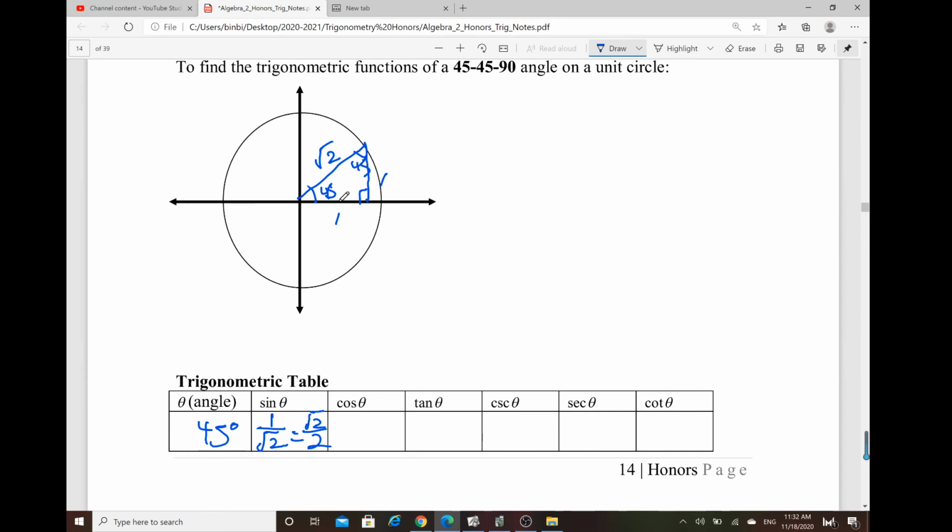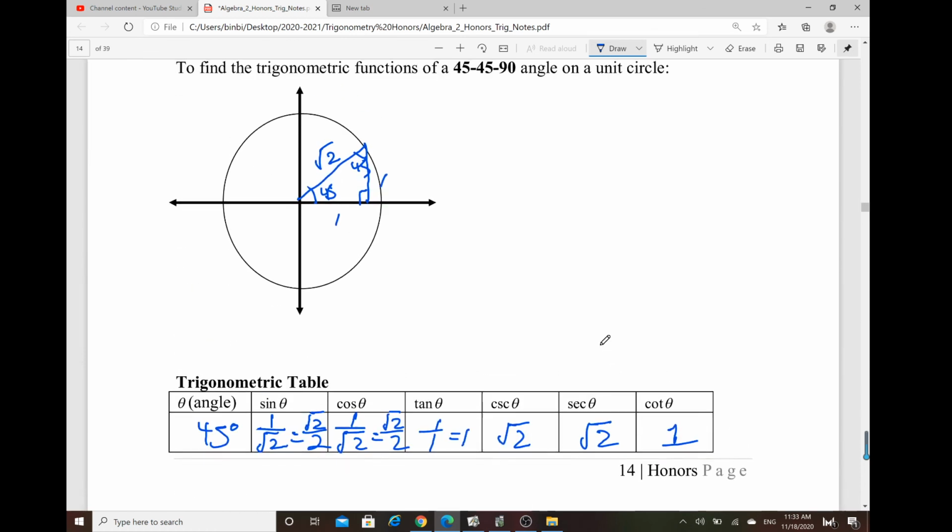What about cosine of 45? Adjacent over hypotenuse, x over r, is also 1 over root 2, which is root 2 over 2. And then tangent of 45, opposite over adjacent, is 1 over 1, which is 1. Cosecant of 45, the reciprocal of sine, is root 2. Secant of 45, the reciprocal of cosine, is also root 2. And cotangent, the reciprocal of tangent, is also 1.